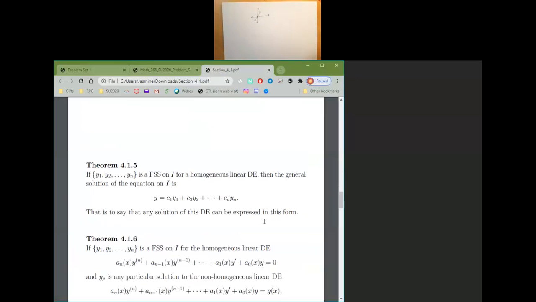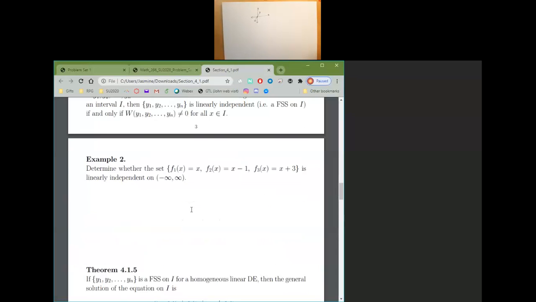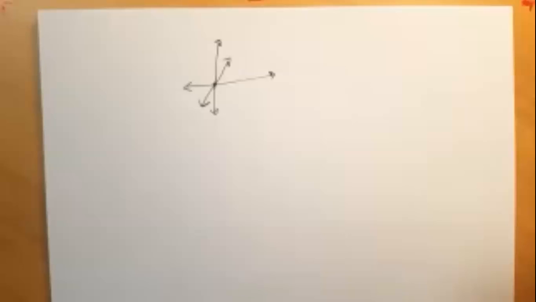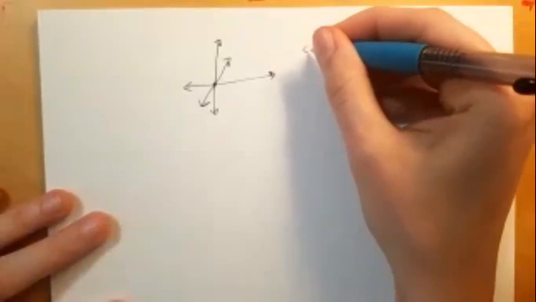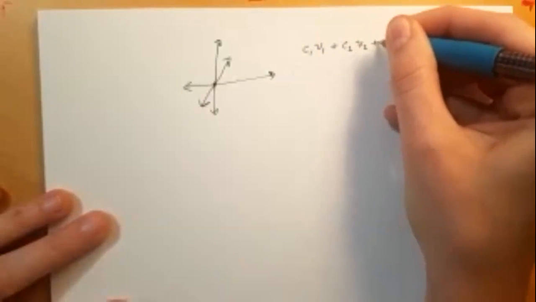I think that I have this typed up. Anyway, that is just to say that there are no coefficients that you can find that will sum those vectors to 0. If they're linearly independent, then the only solution to C1 times vector 1 plus C2 times vector 2 plus and so on equals 0 is that all the coefficients are 0.